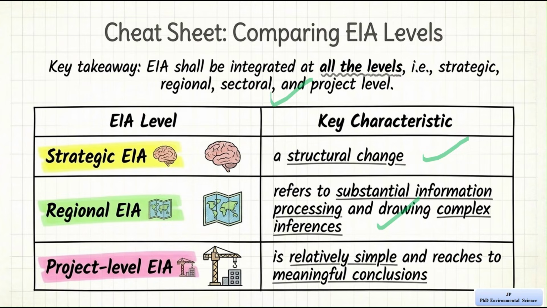Project level EIA, it's relatively simple and reaches meaningful conclusions. It focuses on one single project. It is easier to study, more direct, and it gives clear results. For example, studying the impact of a building or studying the impact of one factory. Now each level has a different role. Strategic level works at the highest level, regional works at the area, sectoral at the industry, project level works at the individual project level. So all of them are connected and important.